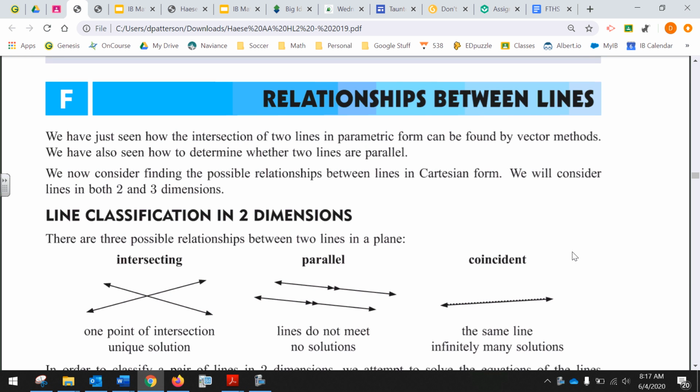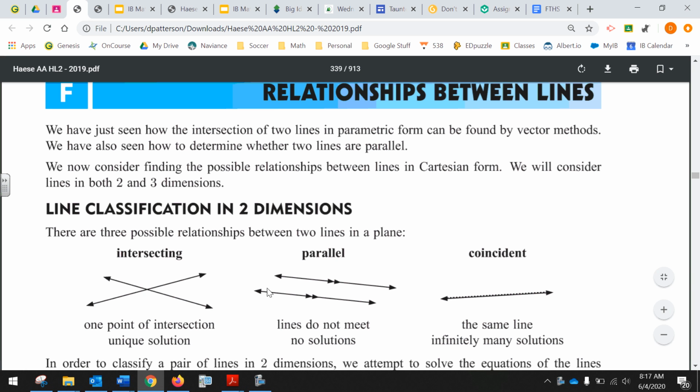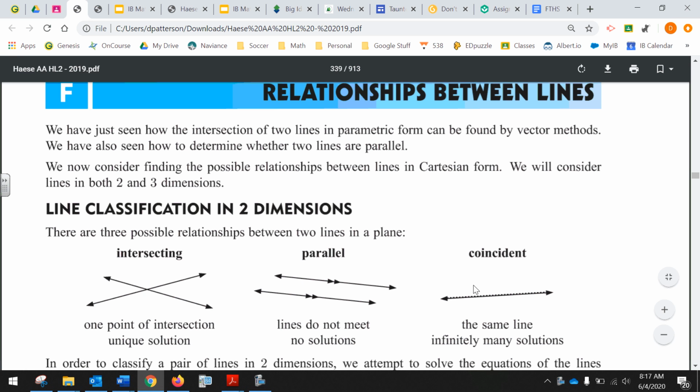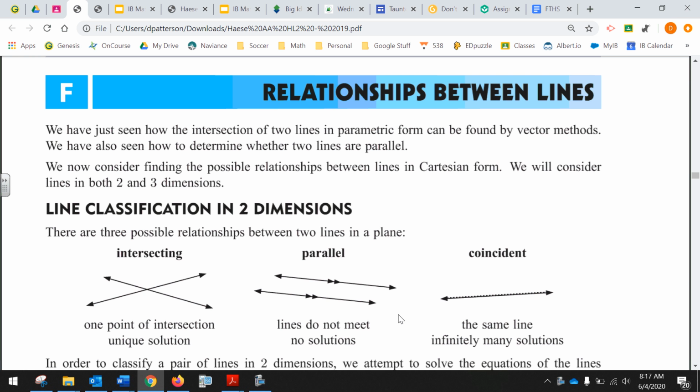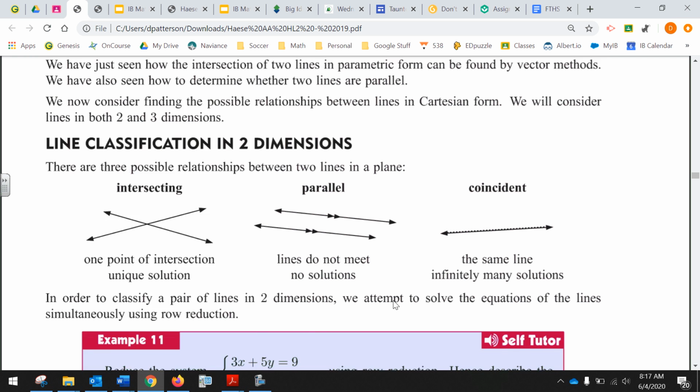The general concept of this video is not going to be anything that surprises you. Specifically, we have three different types of classifications. We could have intersecting lines, of which there could be perpendicular, but we'll talk about that at another point. We could have parallel lines, which have no solutions, and we have coincident lines, which means that they have the same exact equation. Now we're going to first talk about them in two dimensions, and we're going to talk about them using row reduction, so using our linear algebra that we talked about a few chapters ago.